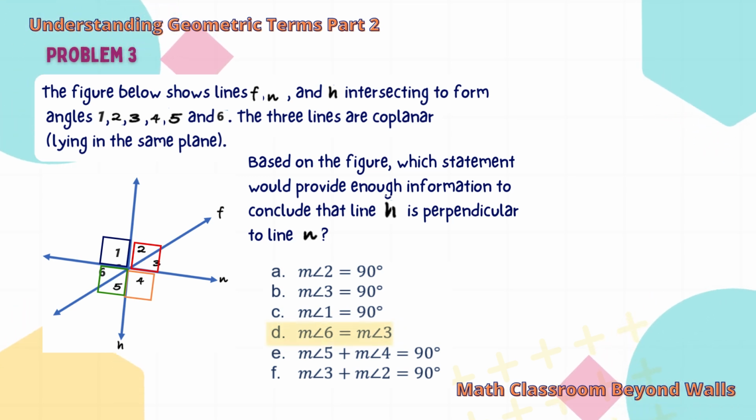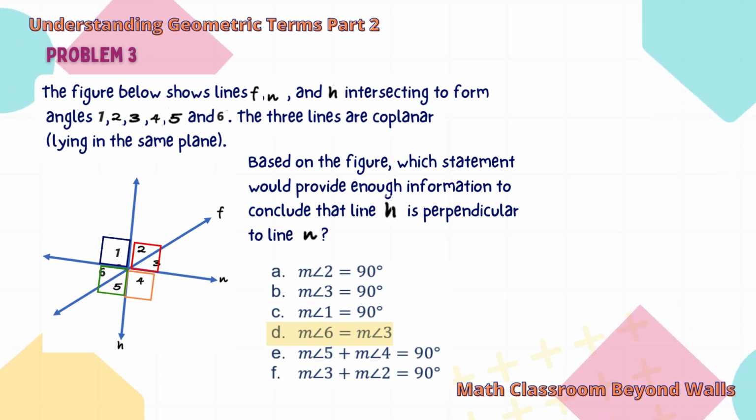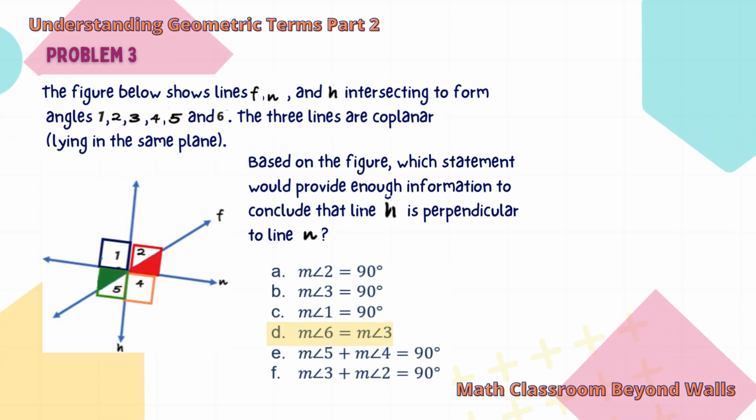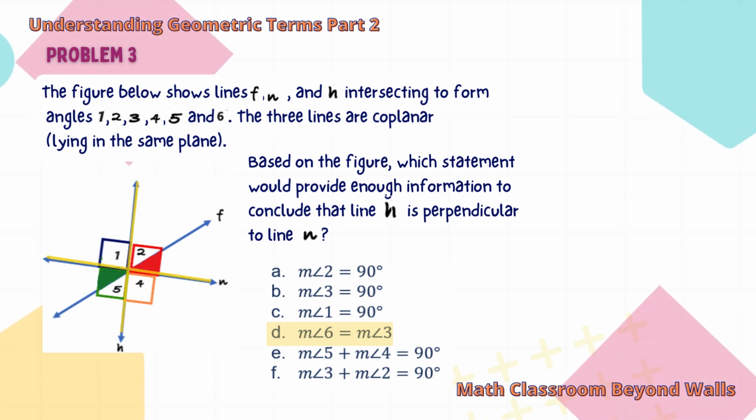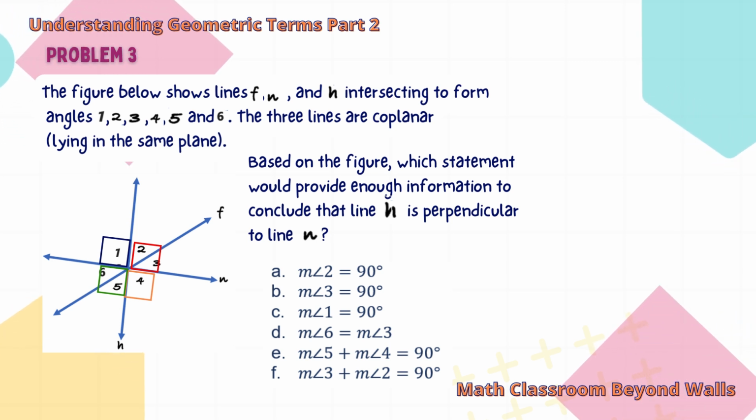Okay, let's go to option D. The measure of angle 6 is equal to the measure of angle 3. Where are angle 6 and angle 3 in the figure? Would this statement provide enough information to conclude that line H is perpendicular to line N? No, the statement would not provide information to conclude that line H is perpendicular to line N. Here's why. First, the measure of angle 6 or the measure of angle 3 is not 90 degrees. Furthermore, they are not formed at the intersection of line H and line N.